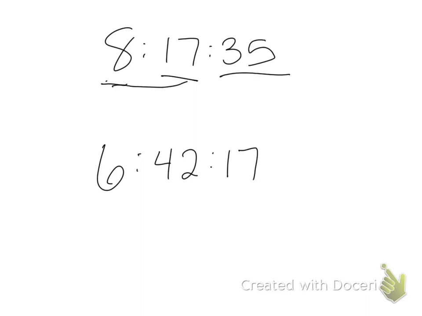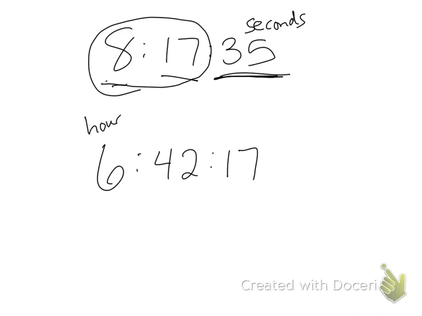So if the time is 8:17, and I was seeing how long it would take someone to walk around the classroom, this would mean it took them 35 seconds, because this last number would be the seconds. On this one, this is saying that it is 6:42 and 17 seconds. We go hour, minute, and then seconds.